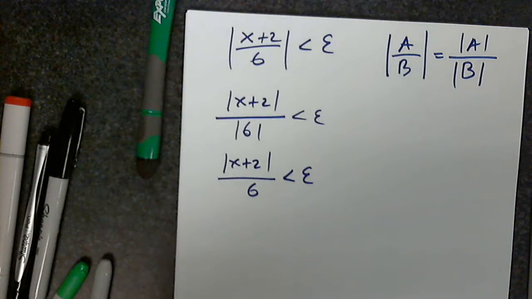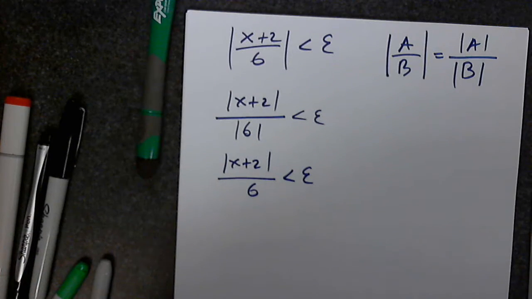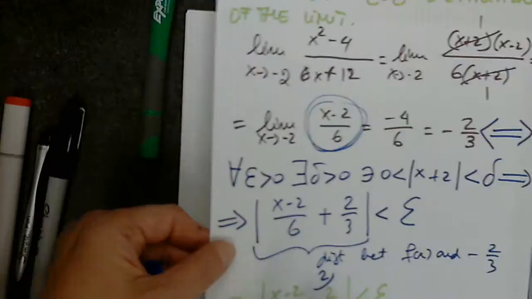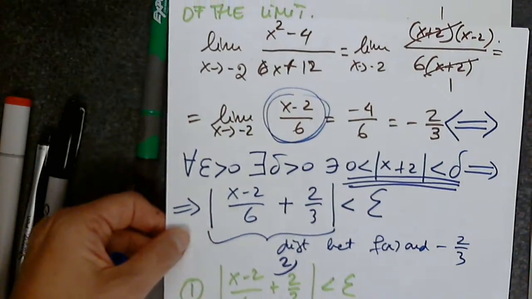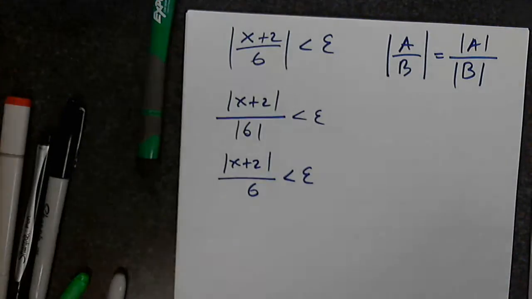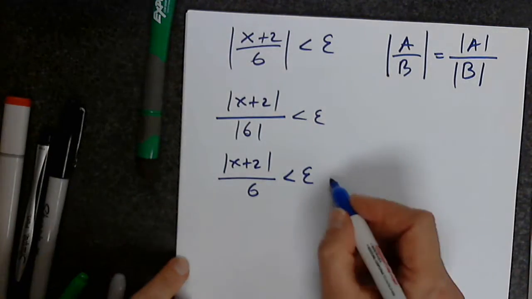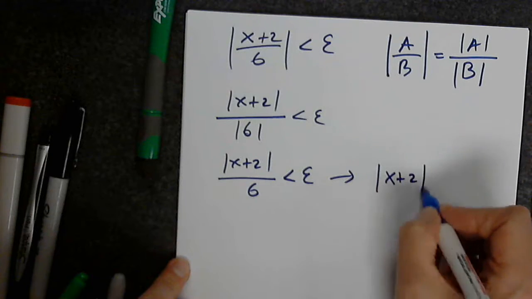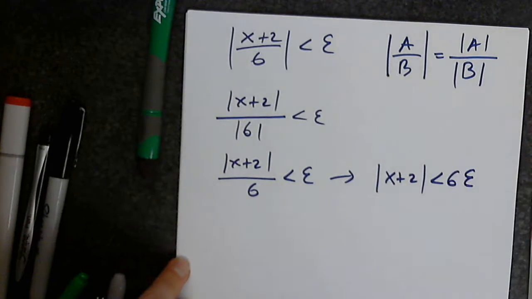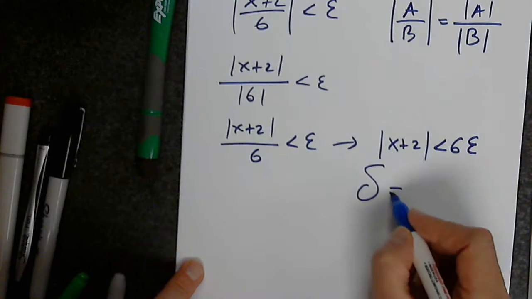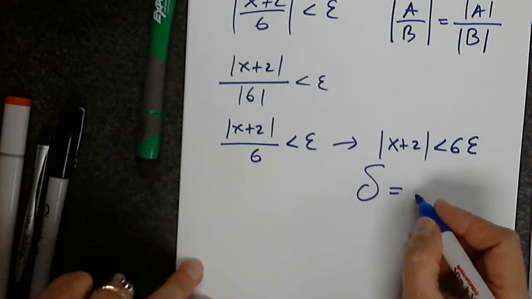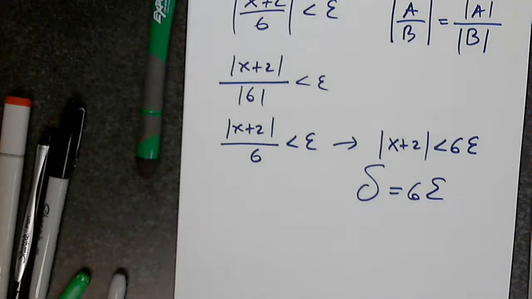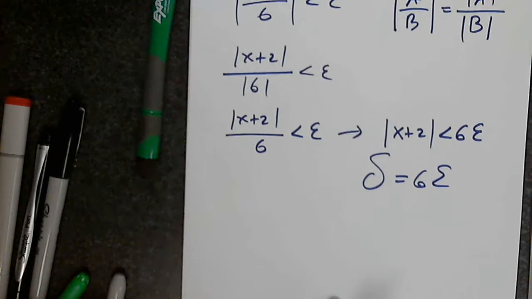And let me show you where we're going. Because we know where we're going, but let me show you. This is where I'm going. So what am I doing to both sides? Good. So then I have the absolute value of x plus 2 less than 6 epsilon. Can anyone identify delta for us for any epsilon? Delta equals 6 times epsilon. Very good. In step 2, what will I write in step 2?